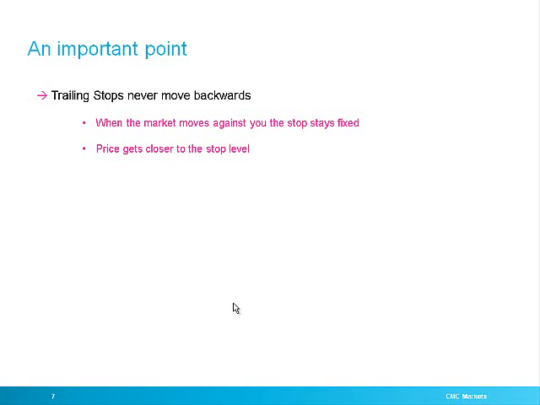Something to be aware of with trailing stops, though, is that they never move backwards. So even though they're dragged up if the market's moving in favour of a long or bought position, once the market starts to fall, the stop loss will stay where it was, and the market will fall back towards it, and on some occasions, of course, it will fall right back to the stop loss and trigger the order at that price.